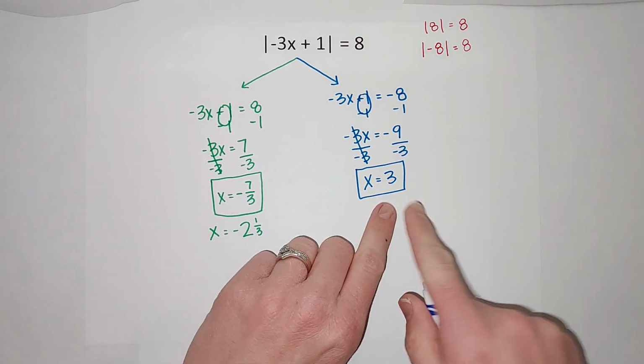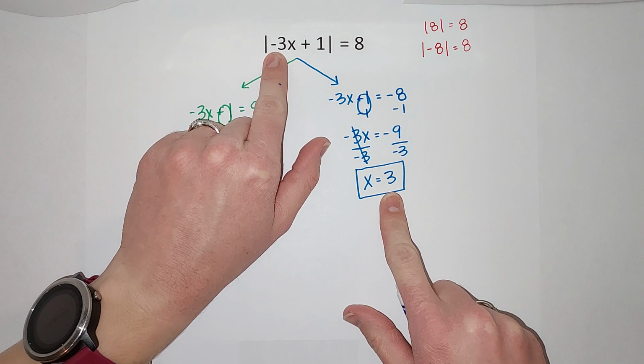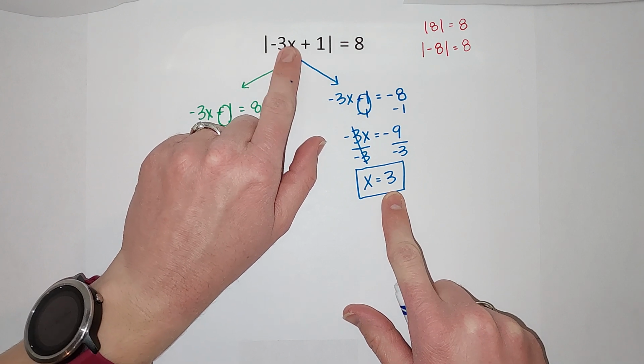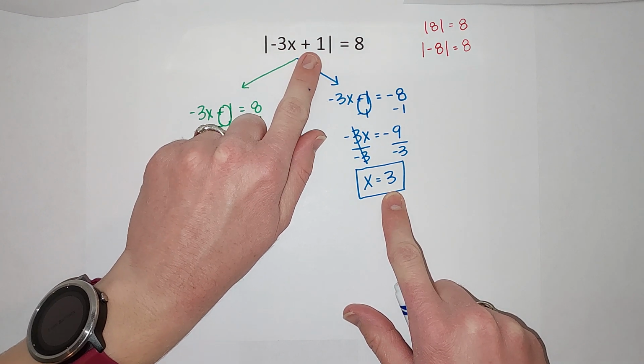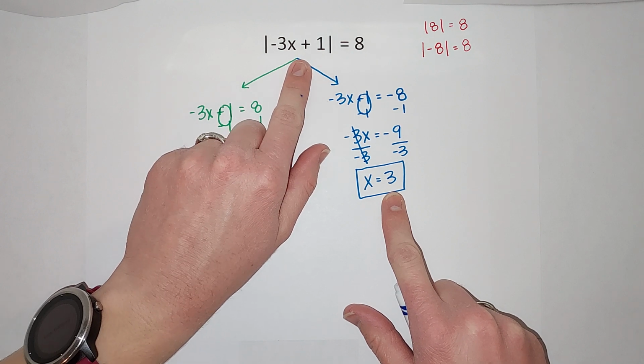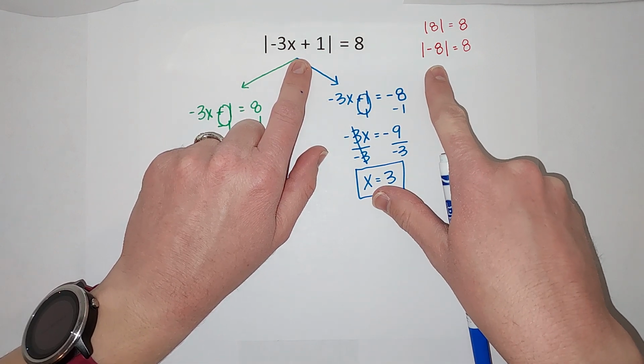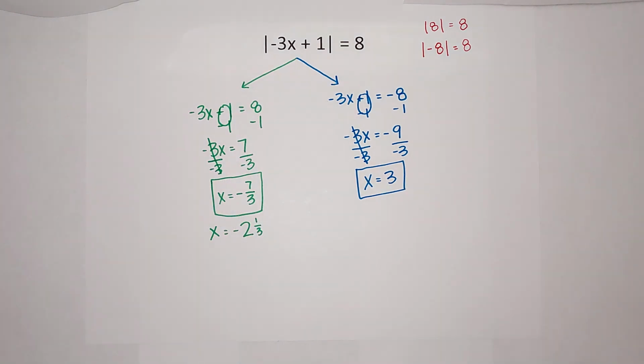Sweet. Okay. If I plug in 3, -3 times 3 gives me a -9. -9 plus 1 gives me -8. And the absolute value of -8 is also 8. Oh my gosh, magic, right? Okay. Hopefully that made sense.